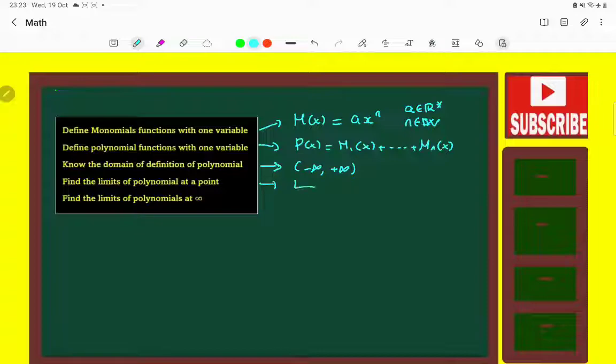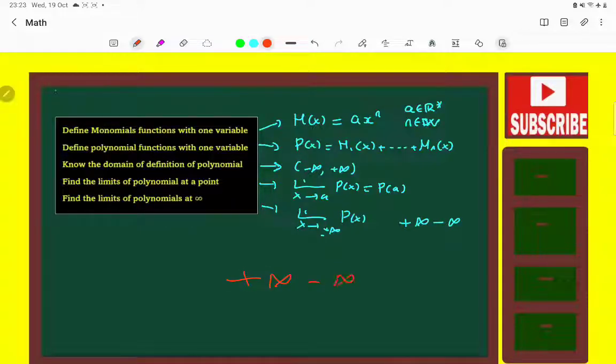Then we also learned that the limit as x tends to a for p of x is simply equal to the image at a, so it's equal to p of a. And finally, we learned how to compute the limit as x tends to plus or minus infinity for p of x, and how to avoid the case plus infinity minus infinity. And of course, remember that plus infinity minus infinity doesn't go to zero in general.